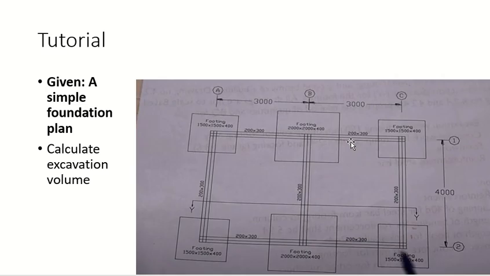Clear? Okay, so footing number 1: area multiplied by the height and the number. How many of this type? 4. Okay, second one? 2000 by 2000. 1 times 2. Okay, how much for each one of them and how much is the total?